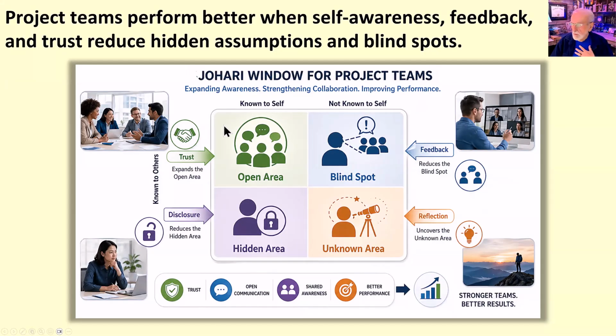What is known to you and what is known to others out here on this side, and what is known to self up here. And what we want to do is try to expand this open area and reduce this hidden area. This hidden area is what others know, but you don't know. This is not showing up here on this page very well, but this is what you know about yourself or the project. This is what others know about you or the project that you may not be aware that they know, or they may not know.